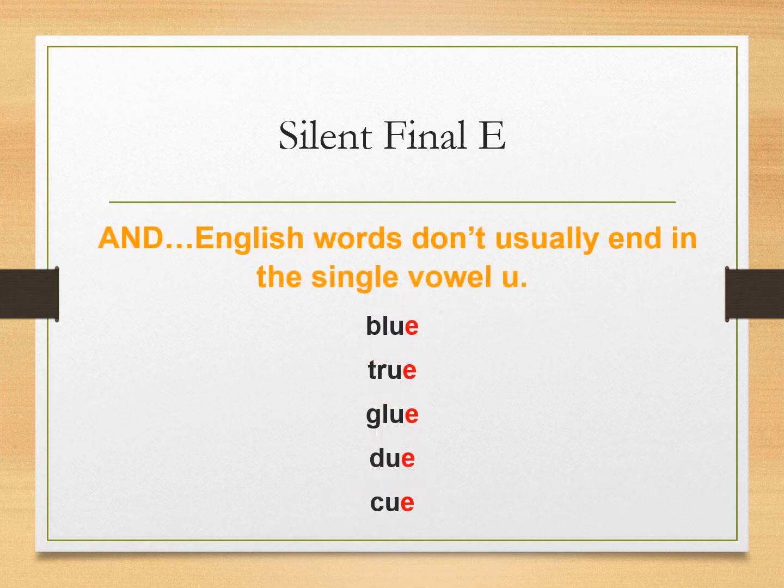And that is usually true for the single vowel U, too. There are some words in English that end in the single vowel U, like flu, although flu is short for a much bigger word, which is influenza. But usually, you don't see words like blue or true end just with that U, they've got a silent final E too. So blue has a silent final E. So does true. So does glue. So does do. And so does Q. Silent final E.